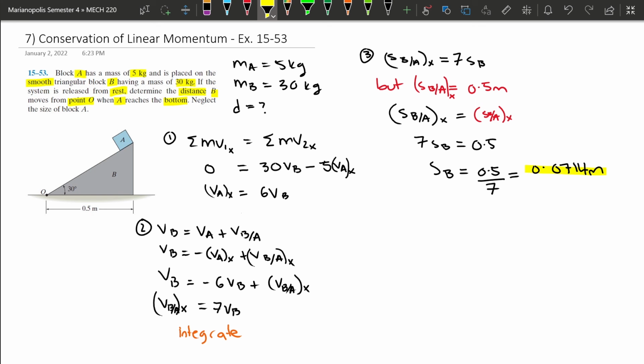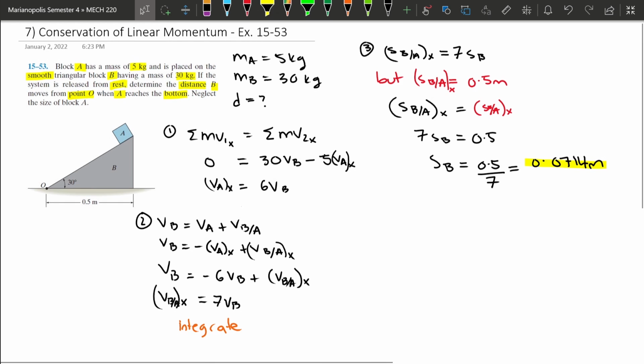Just a little bit of a recap. Here we used conservation of linear momentum just in the x direction because there were no outside forces, and I made the assumption that B is only going to travel to the right. We needed to use relative motion, which you need to do for quite a few of these momentum problems. And finally, another tricky part was realizing that you had to integrate and that sB with respect to A in the x direction is actually just 0.5 meters. So I hope that was clear. See you in the next one.